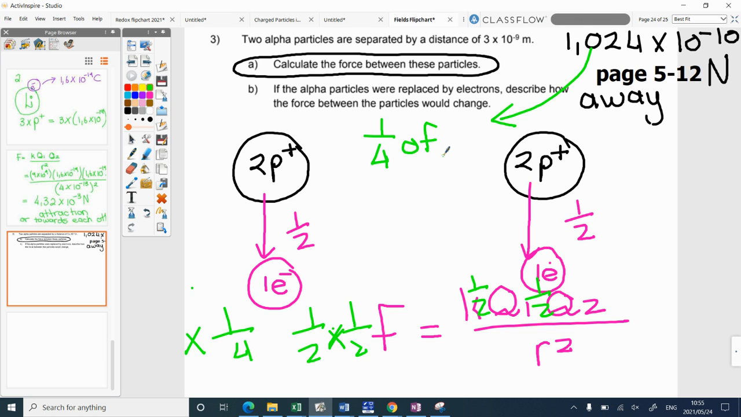But is that the only thing that's going to change? What about the direction? Is that going to change? It's still going to be a repulsion because they were 2 pluses. Now they're 2 minuses, so it's still going to be a repulsion force. So the only thing that's changing is that the magnitude will be a quarter of what it was.